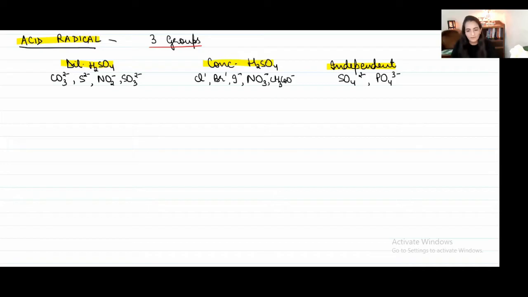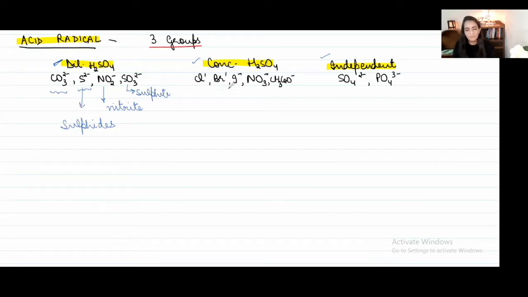Now, all the acid radicals have been divided into three groups: the dilute sulfuric acid group, the concentrated sulfuric acid group, and the independent group. Dilute sulfuric acid group, some examples: carbonate ion, sulfide ion. Please remember the names and the formulas. This is nitrite ion, and this is sulfite ion. So these are some of the examples of dilute sulfuric acid radicals.